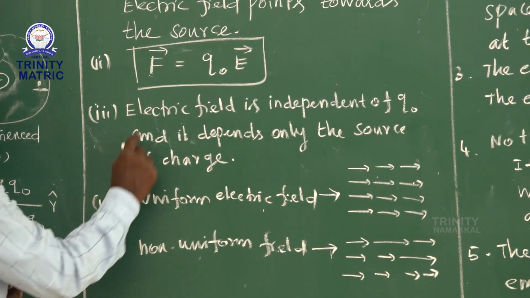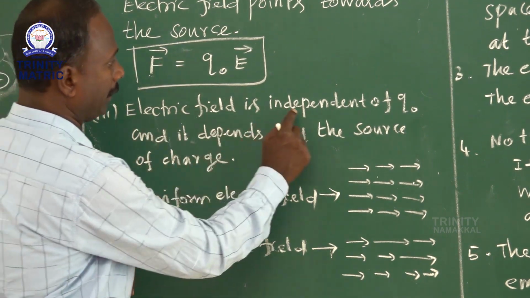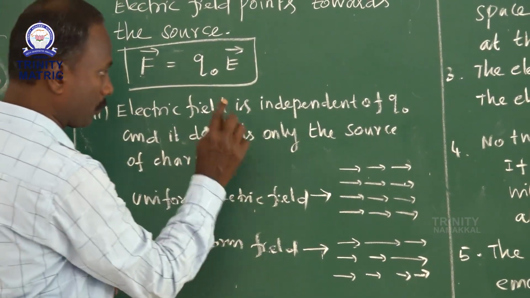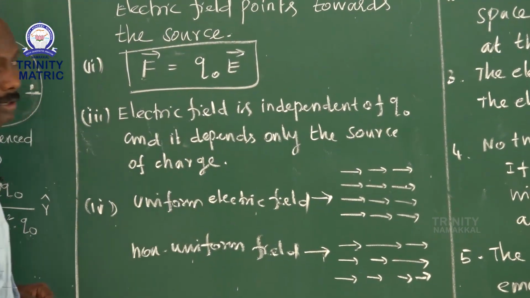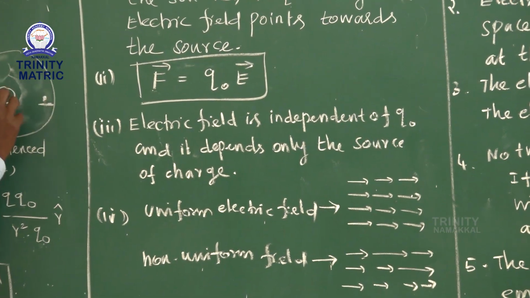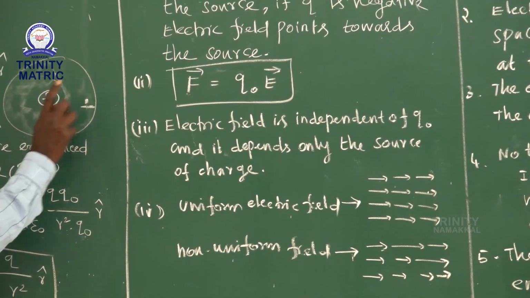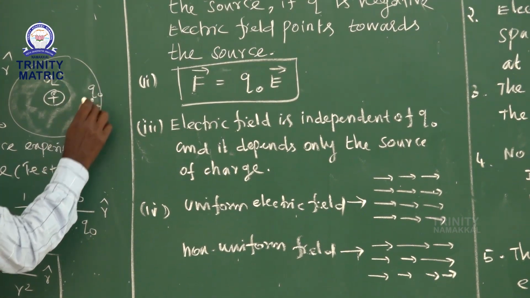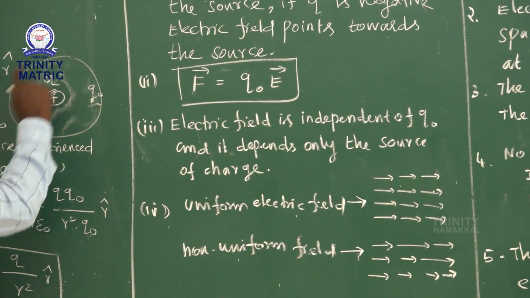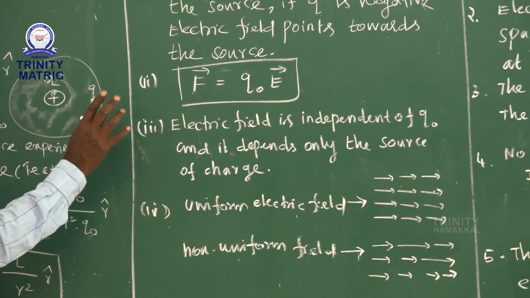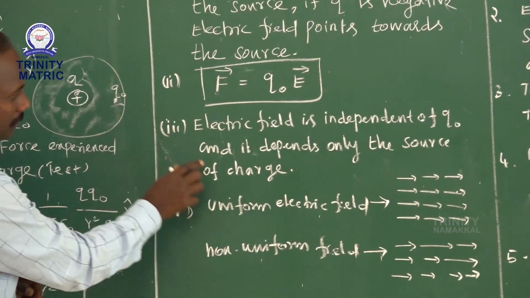Now the next point: the electric field is independent of the test charge and depends only on the source charge. Here the electric field depends only upon this charge, not upon the test charge Q naught. The electric field around any charge depends only on the source charge and does not depend upon the test charge.